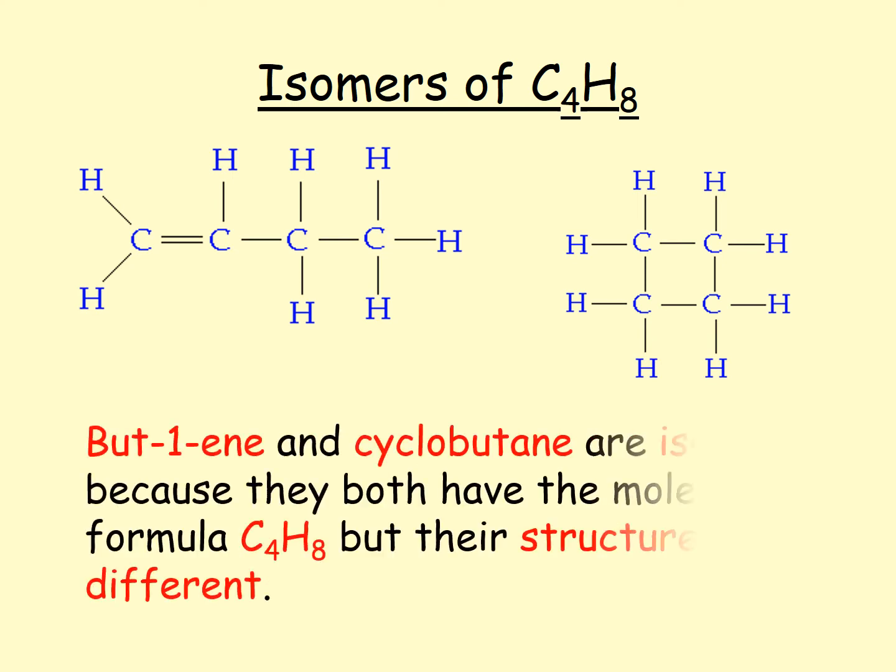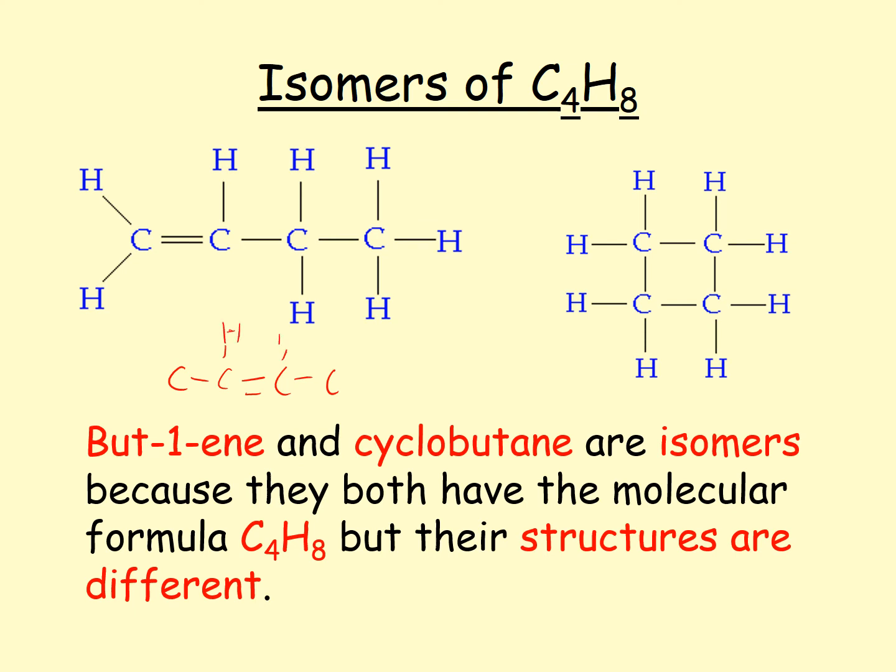So butene and cyclobutane are isomers because they both have C4H8, however the structure is different. There's also one more isomer of butene, and that would be but-2-ene, where we've got the double bond in the middle of the molecule instead of at one of the ends. So these are our three isomers of C4H8.